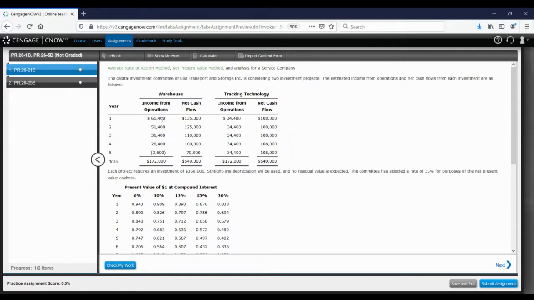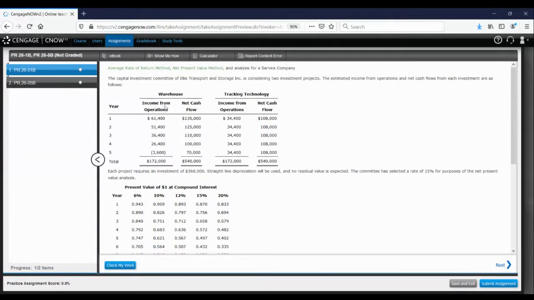And so what you can see here is that the assets have listed what we are expecting them to return to us as far as our income from operations. This would be the average amount of the income that we would be expecting in each one of these years. These are just estimates of the income that we would make off of that warehouse if we were to invest in that warehouse. But it will also help us to be able to evaluate whether we should invest in the warehouse or whether we should invest in the tracking technology.